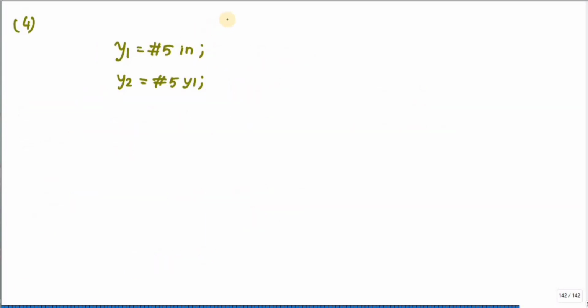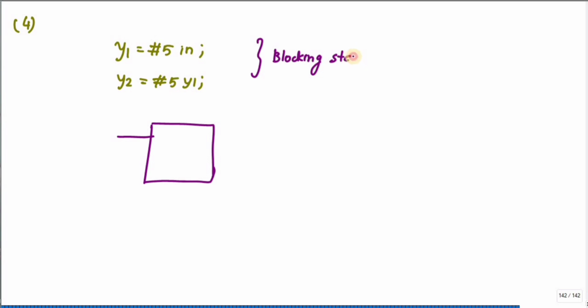So the next problem is y1 is equal to #5 in and y2 is equal to #5 y1. So you have to draw it with the help of a flip-flop. So here it is a blocking statement. Since it is a blocking statement, you know the y1 value gets assigned to y1 only after 5 nanoseconds. Okay, so this input to the first D flip-flop, after 5 nanoseconds you will get the value of y1.